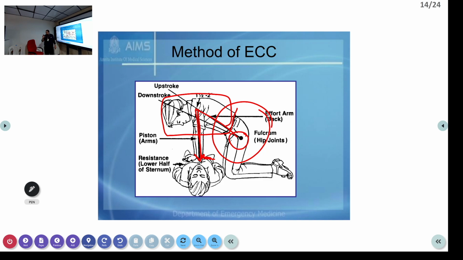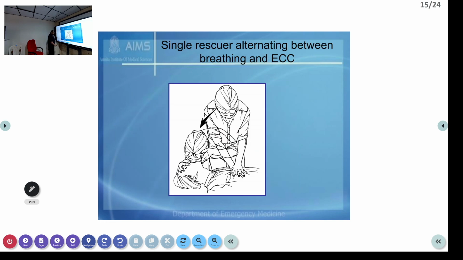So that is a very, very important thing, and make sure that the elbows are straight while you are giving the compression. You can do it on the right side or left side, whichever side you are comfortable with, but make sure that you are doing it in the center of the sternum, that is the lower half of the sternum, center of the sternum, and the movement should be from the hip joint. Very, very important. You need to remember this.